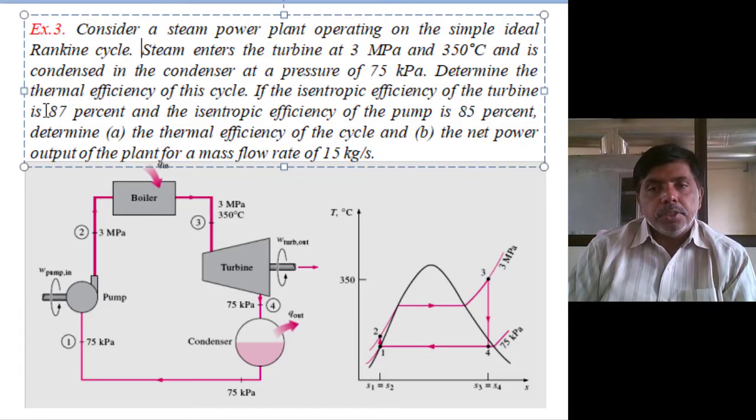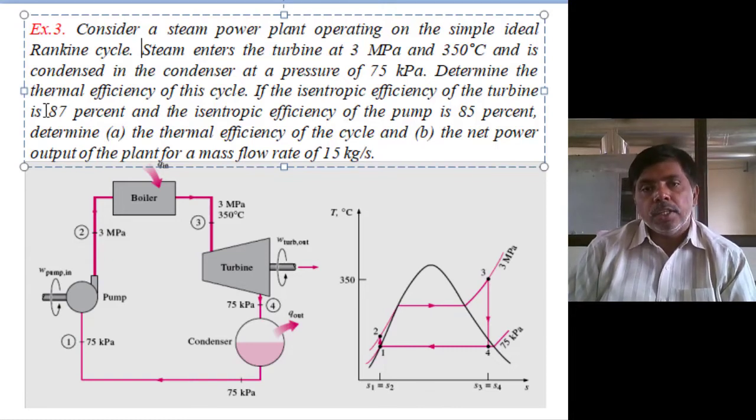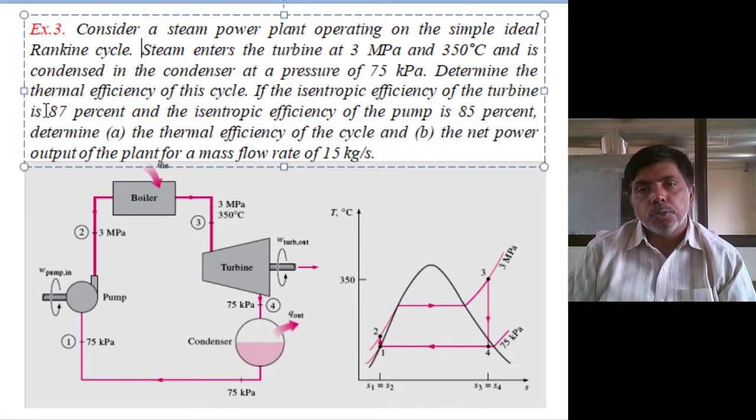Determine the thermal efficiency of the cycle and the net work output of the plant for a mass flow rate of 15 kg per second. Up to now, we determined net work output in kilojoules per kg, but here they are asking for net work output at a particular mass flow rate, meaning kilojoules per kg times mass flow rate in kg per second, kg cancels, and we get kilojoules per second, or kilowatts, the work output.